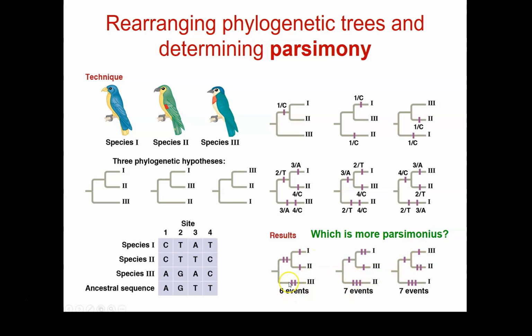versus 7. So it's more likely that this tree here is the most parsimonious because it has the fewest changes over the same amount of time. Therefore, it's the most parsimonious.